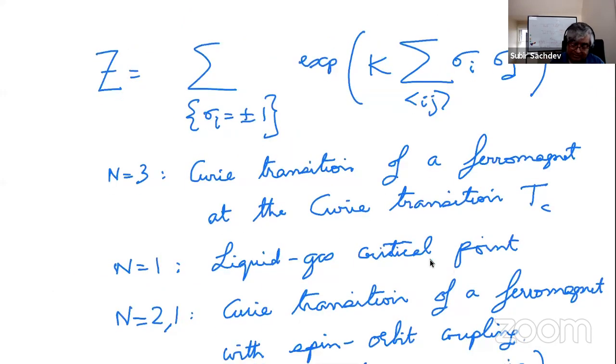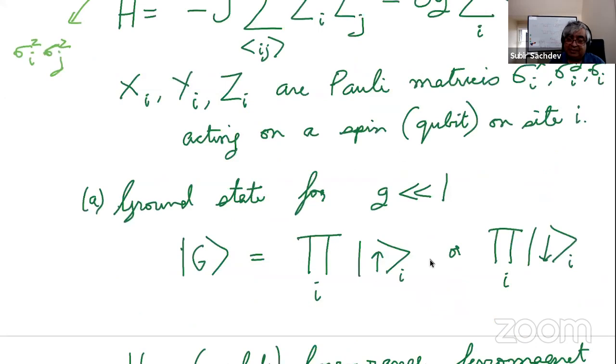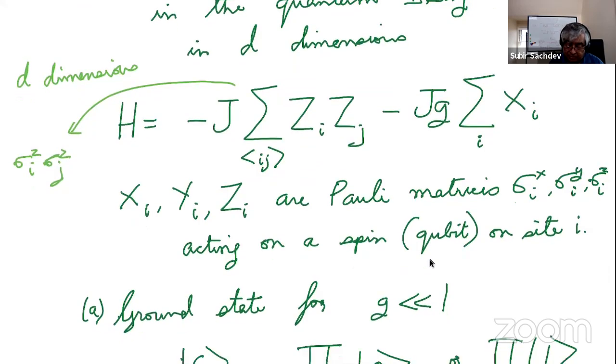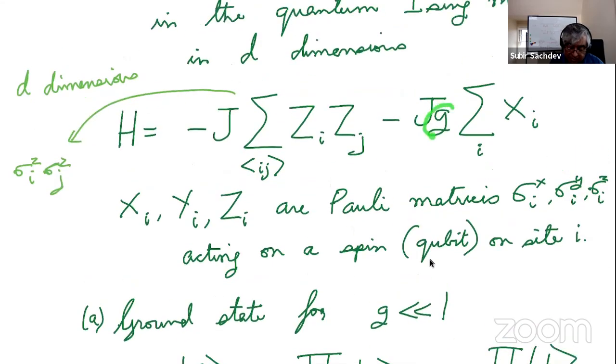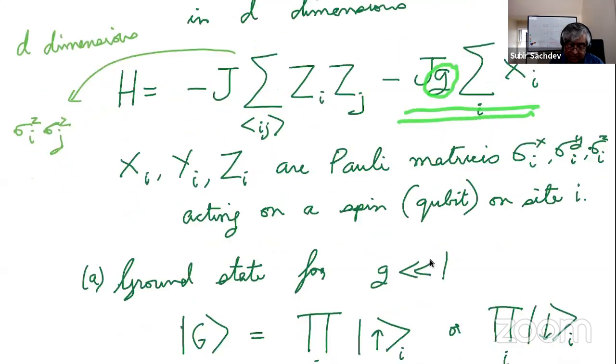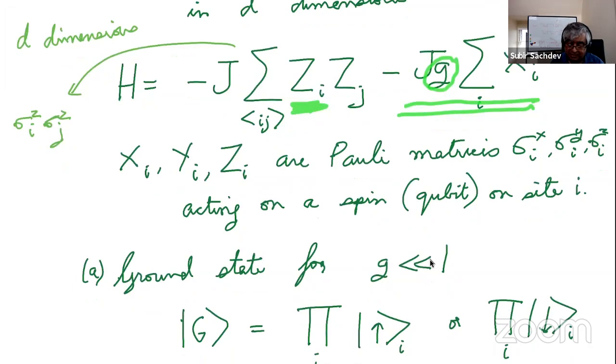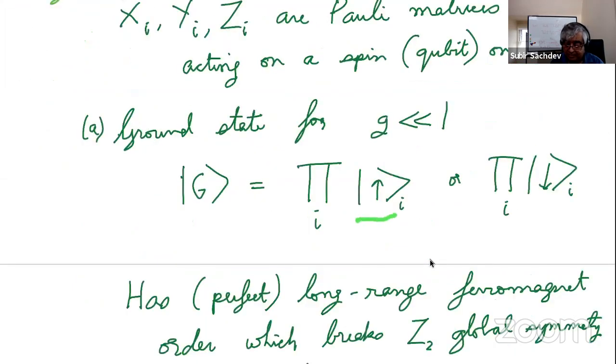But for now, let's just see some very simple things, which you can see just by staring at this. Suppose g is very small. Then I can ignore this term. What's the ground state? Every spin likes to point up or down. So there's a twofold degenerate ground state: all spins up or all spins down. That's the ferromagnet, obviously. All the spins are either up or down, and that's the long-range ferromagnet.